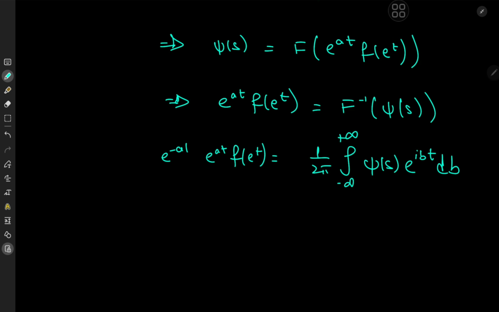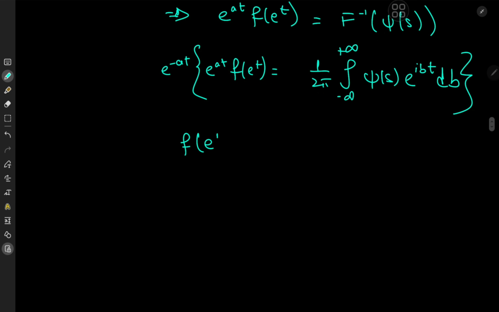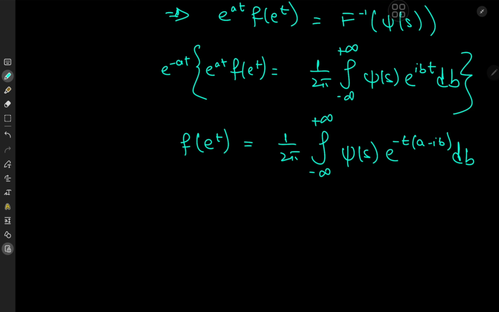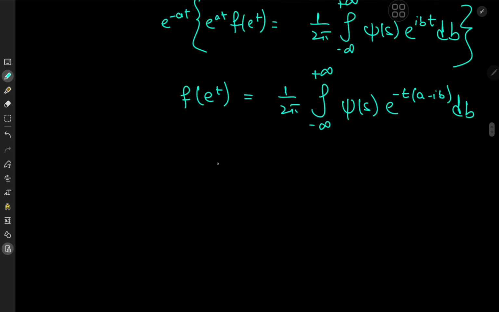so we'll multiply the entire thing by e to the minus at. And this means we have f of e to the t equal to 1 over 2 pi times the integral from negative to positive infinity of psi of s times e to the minus at plus ibt. So we'll factor out a negative t variable, leaving behind a minus ib db. Now, we know that s here equals a minus ib, so we might as well express the integral in terms of s rather than b.